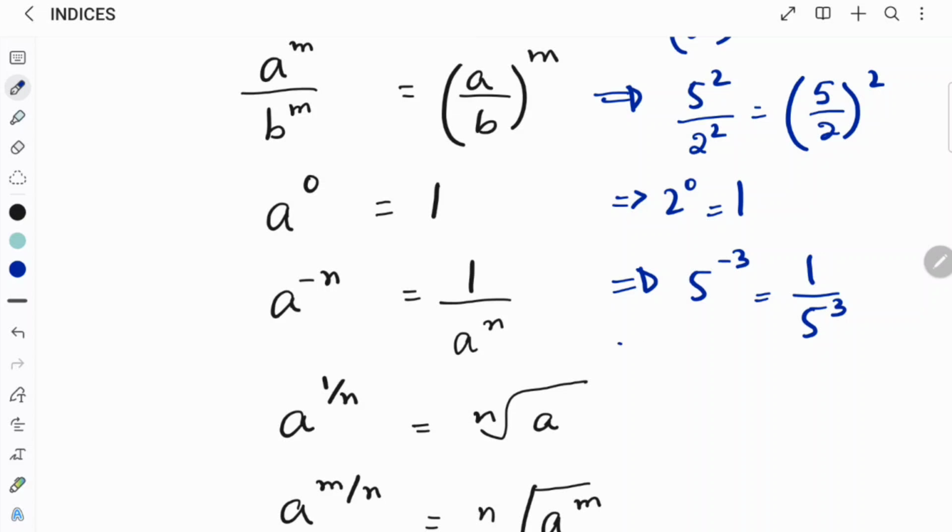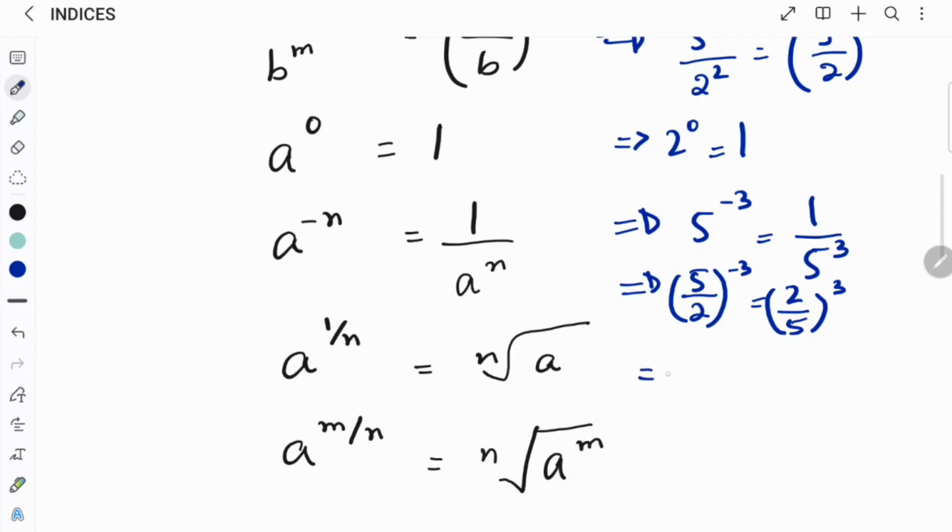For example, in this case, if you have 5 upon 2 whole power minus 3, then in that case you write down 2 upon 5 whole cube. You just have to do the reciprocal of the base and change the sign of the power. You don't need to change the sign of the base. If the base is positive, it remains positive. If the base is negative, it remains negative.